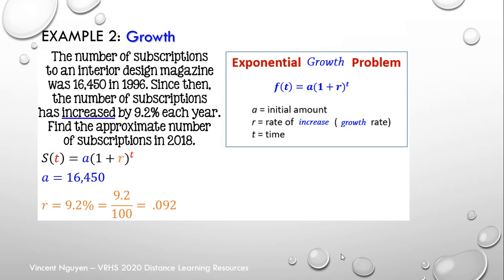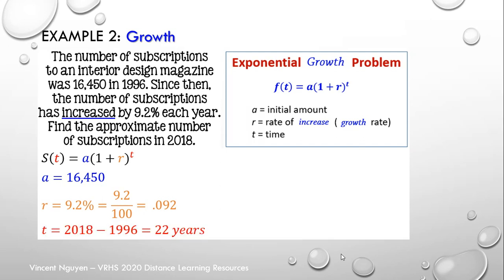Okay. And then T, well, to find out the number of years, we'll have to look at the year that we want the estimation and the year that we begin the estimation. So we want the estimation in 2018, and we begin in the year 1996. So we subtract these two numbers, we will get 22 years. So the number of years that we're going to be using in our estimation would be 22.